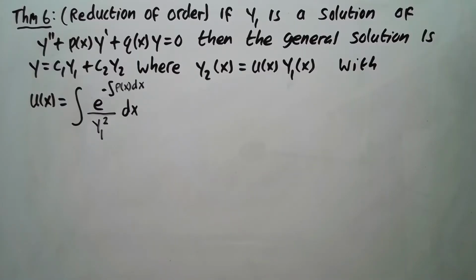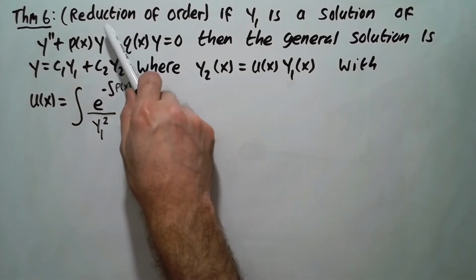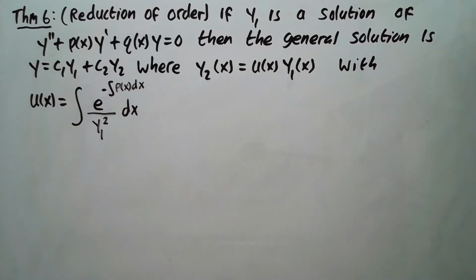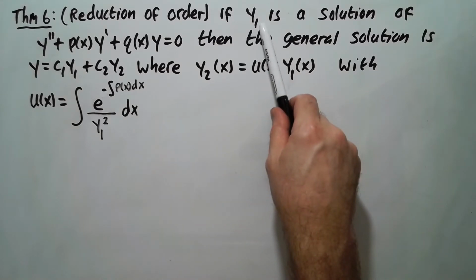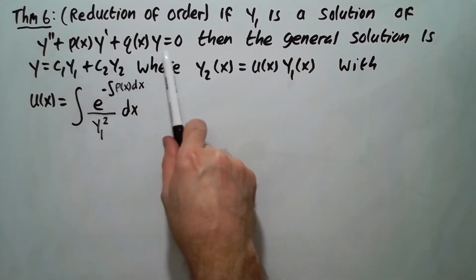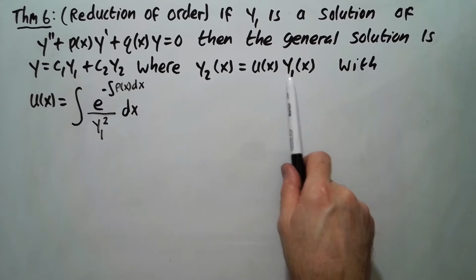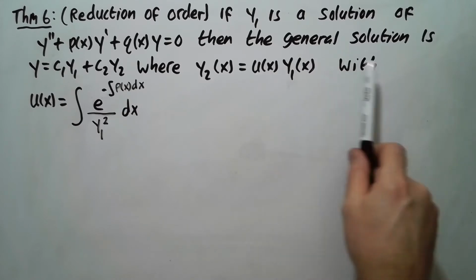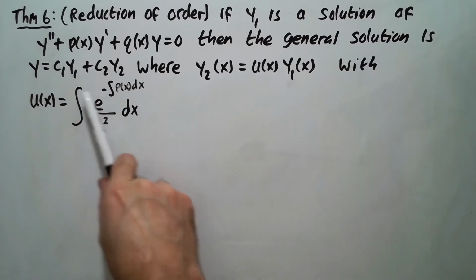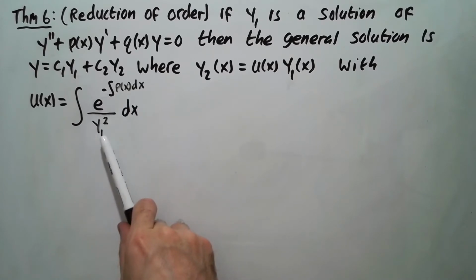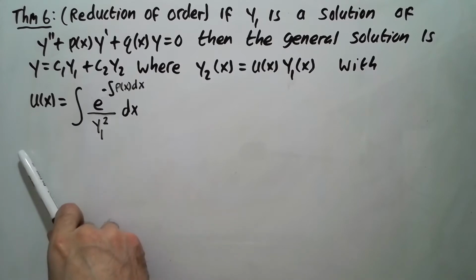Okay, so let's take a look at Theorem 6, which is also known as reduction of order. It's basically saying if you know one solution of this second order differential equation here, then you can find the second solution y2 by multiplying the first solution by u, where u is given by this integral stuff here. Okay, so we're going to prove this. So let's start the proof here.